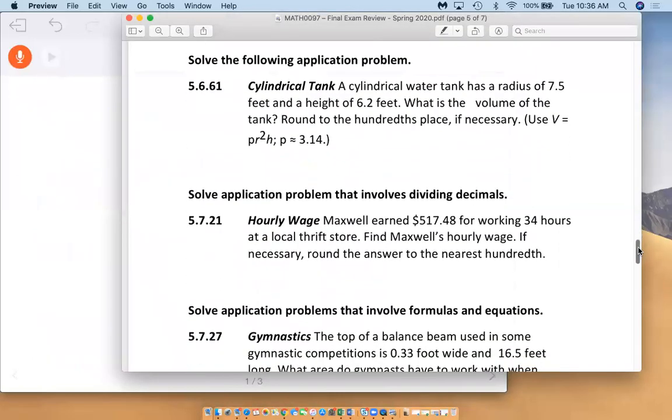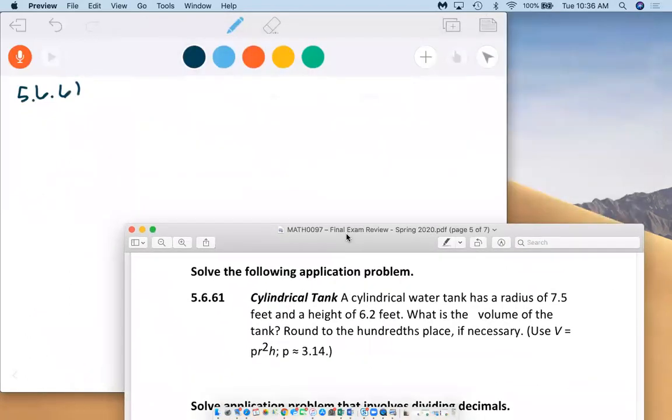Here we have: solve the following application problem. This is 5.6, number 61. A cylindrical water tank has a radius of 7.5 feet and a height of 6.2 feet. What I'm going to do, put this down there so we can draw it, so we can all visualize. So we have a cylindrical water tank. Remember, a cylinder is like this, right? You have a circle on top and a circle on the bottom.